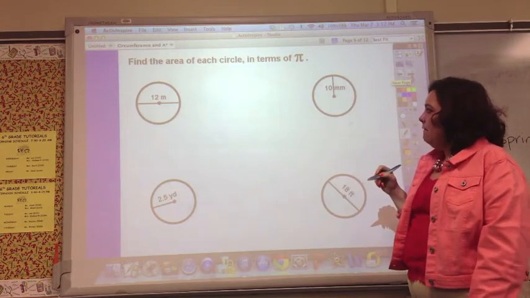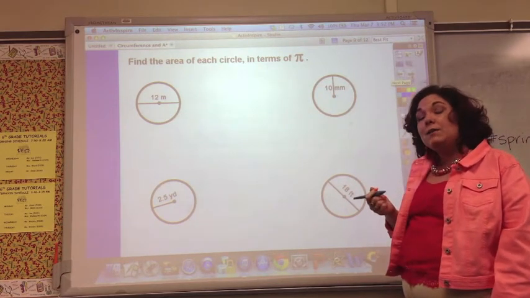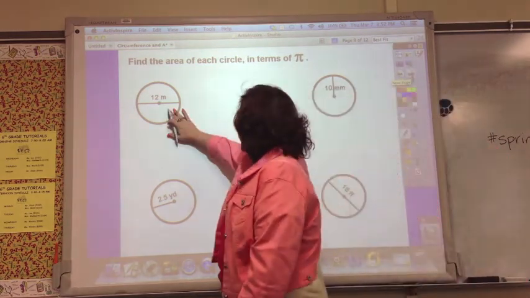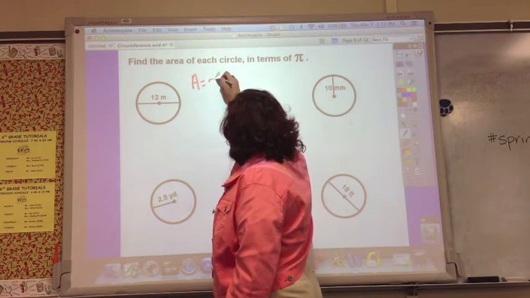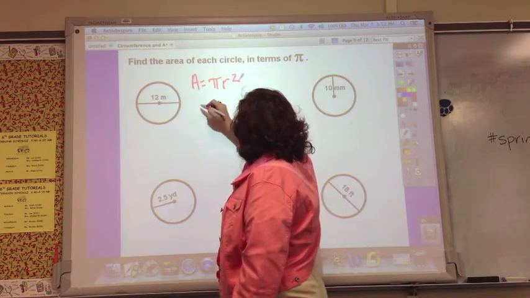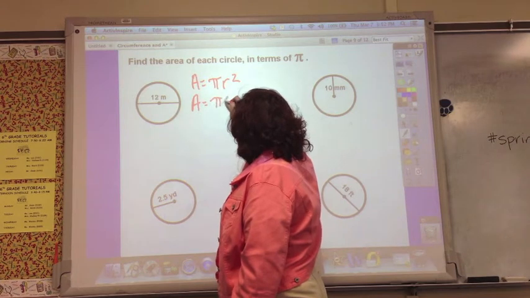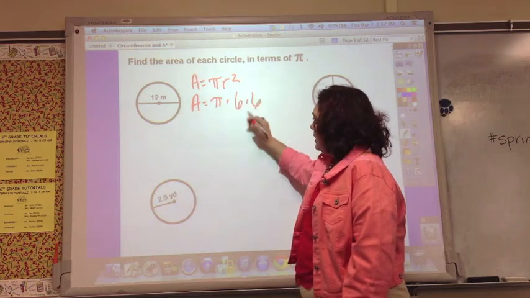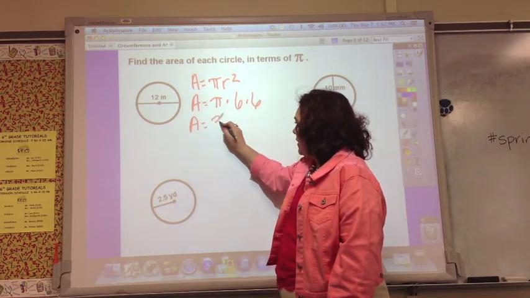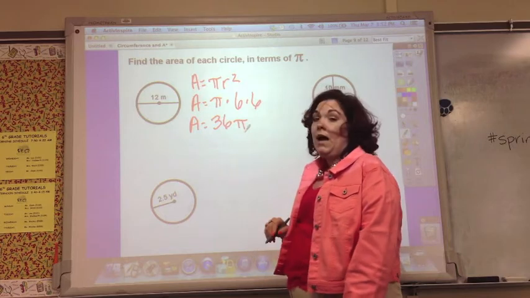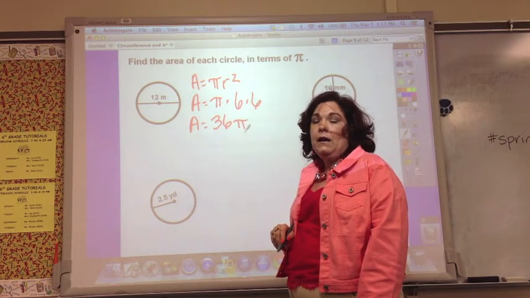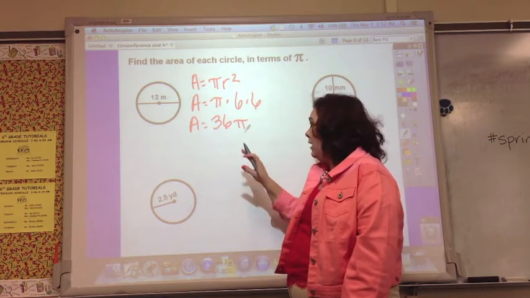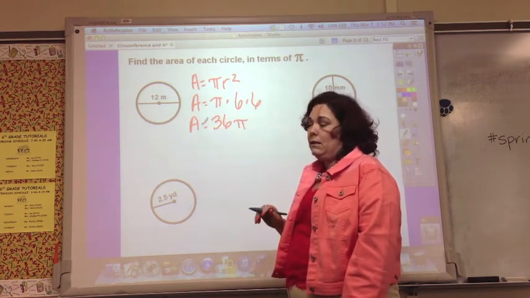So find the area of each circle in terms of pi. So they're letting us off easy. Let me show you what this means. So the area of this circle would be area equals pi times r squared. And so area equals pi times 6, because that's the radius, times 6. So 6 times 6 is 36. And then we can just say it's 36 times pi. And we leave it in terms of pi. So we don't have to do all of that multiplying of 3.14 times this.